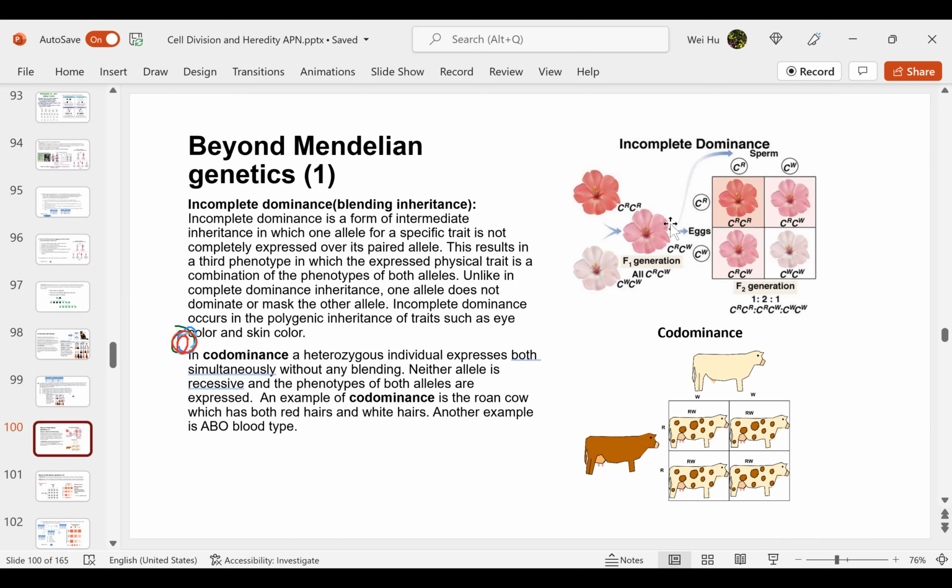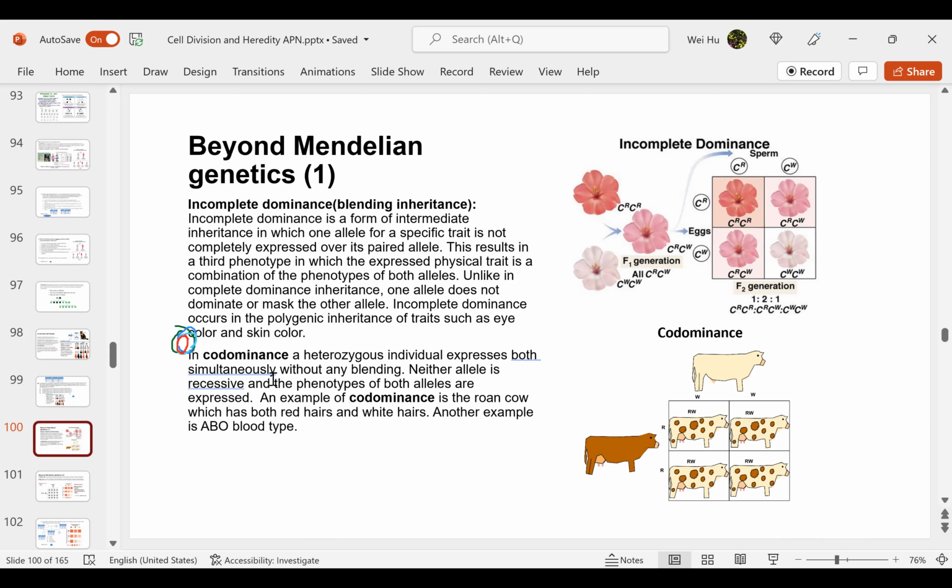Then if you cross these two pink flowers together, the egg is pink and the sperm is pink, and you get those three colors. You get red, pink, and white. See this one? You get a new color coming out. So that's incomplete dominance, which means that no one allele is dominant over the other. Okay, so then you get a mixture.